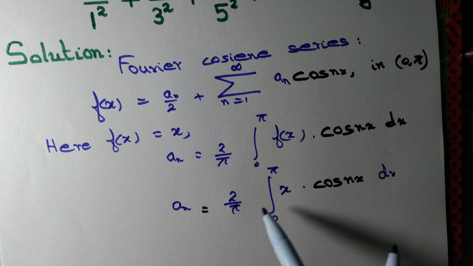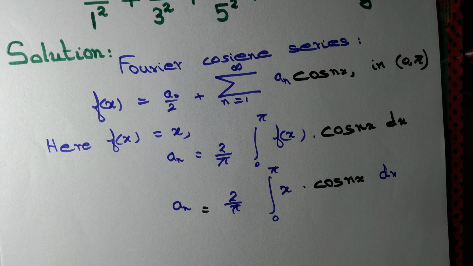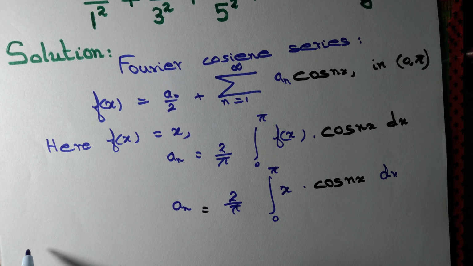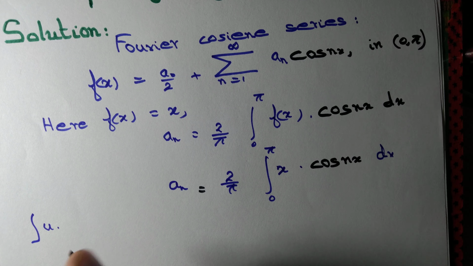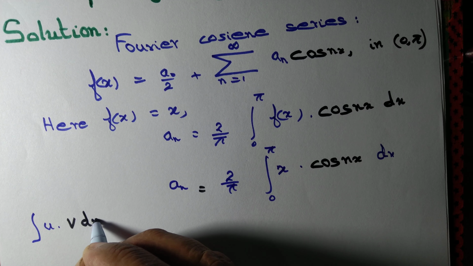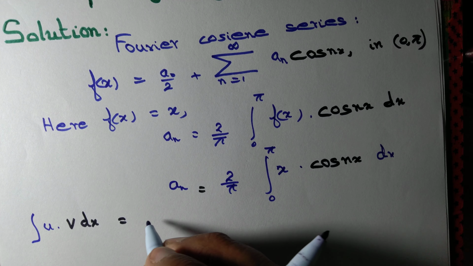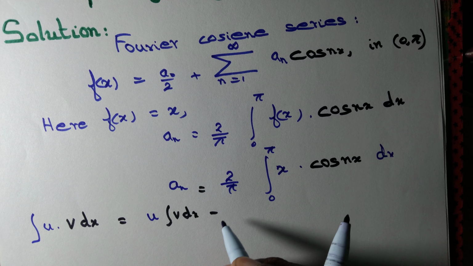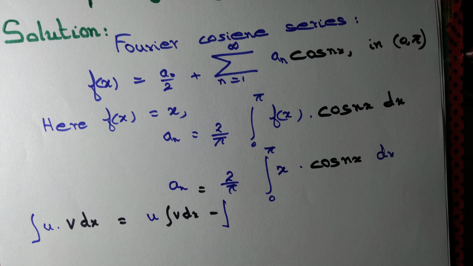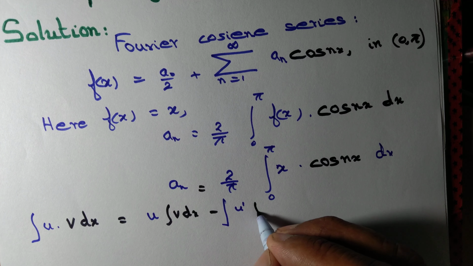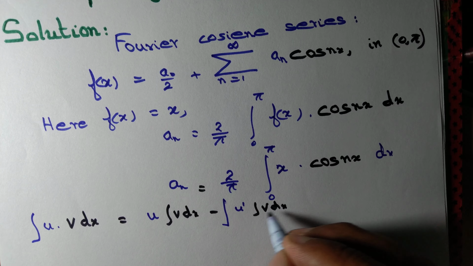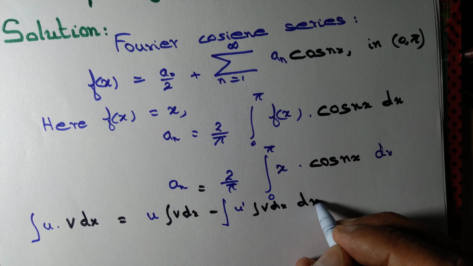Now, this is a product of two functions, so we have to apply integration by parts. Let's recall, integral of u into v dx is given by the first function u as it is, and then integral of v dx, and then minus integral of the derivative of the first function u' into the integral of v dx, and the whole product has to be integrated again.